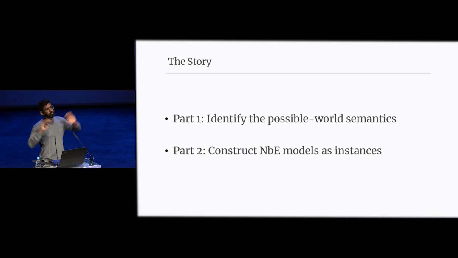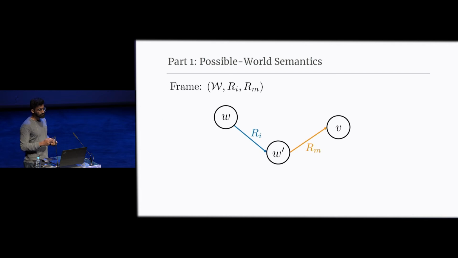So I'm going to tell you the story in two parts, right? First, we're going to demystify what this arrow is. We're going to identify the so-called possible world semantics of these Fitch-style modal lambda calculi. And then the moment we've identified that, all we've got to do is pick parameters in this model specification, and you end up getting NBE models for almost free, right? So that's how the story goes.